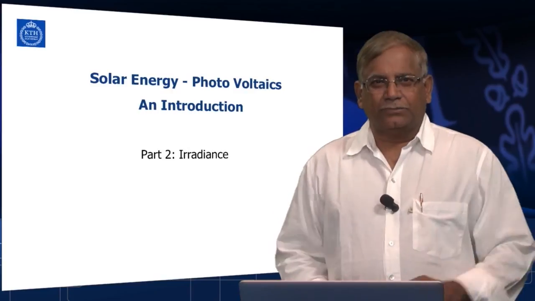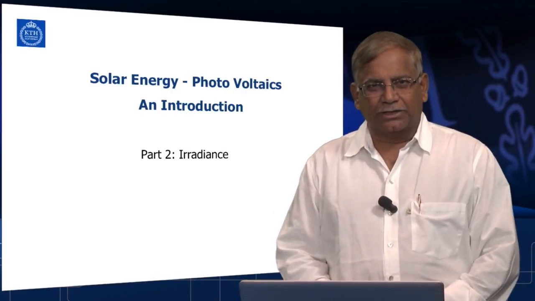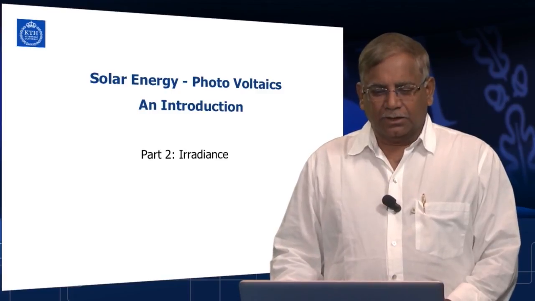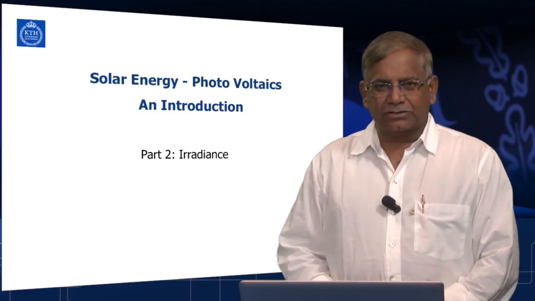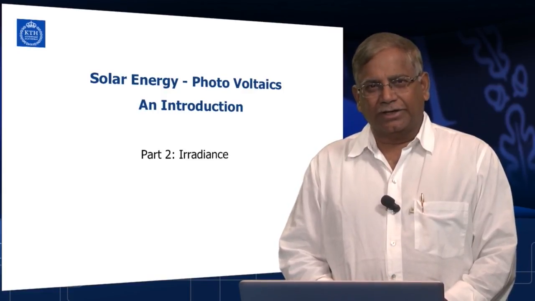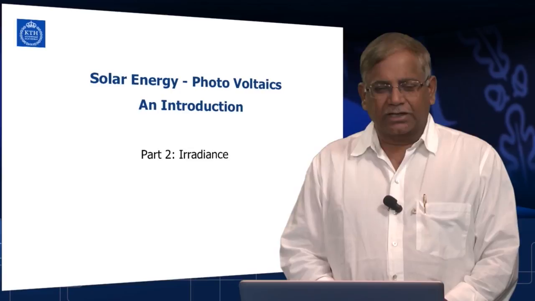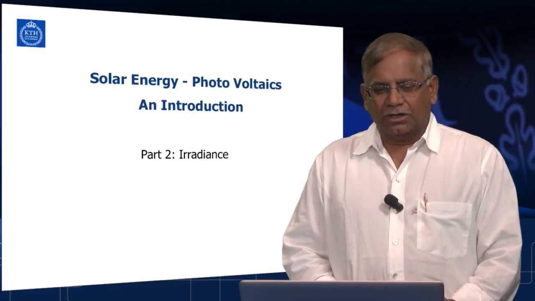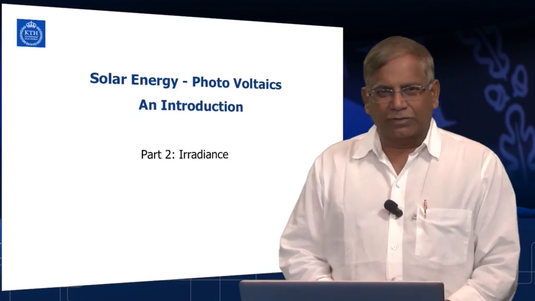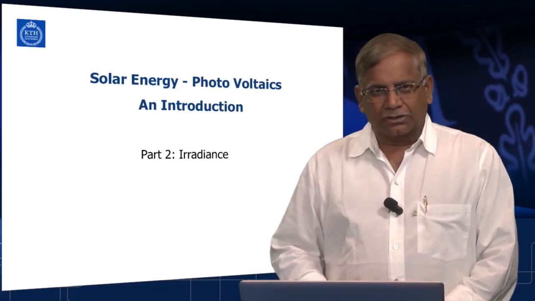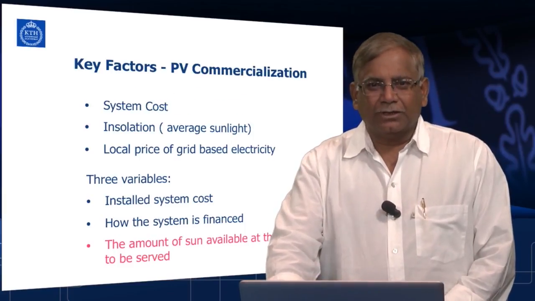This is part 2 of our lecture on photovoltaics, and in this section we are going to talk about the irradiance, which is essentially a measure of solar radiation hitting the earth. We look at the definition of it and how it is used to evaluate how much solar energy we can collect on the earth.